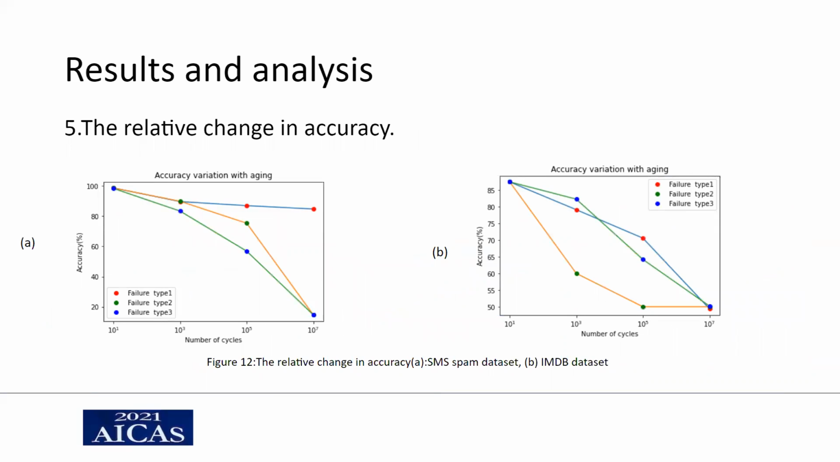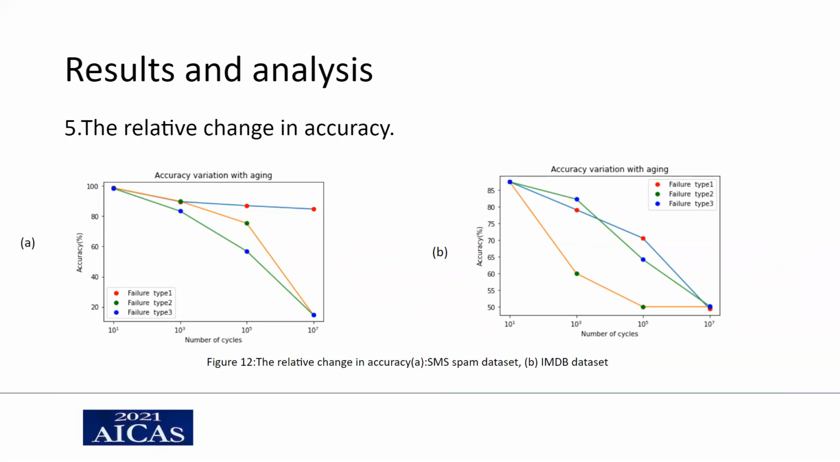So this plot shows the relative change in accuracy. The first figure is the relative change in accuracy for dataset 1, and the second one is for dataset 2. As you can see, the blue dot shows failure type 3. We have plots to describe the change in relation to the failure types. Hence, for dataset 1, we can see a sudden change in accuracy for failure type 3 rather than failure type 2 and failure type 1. But in the second figure, you can see failure type 2 showing a more sudden change in accuracy than failure type 1 and 3.